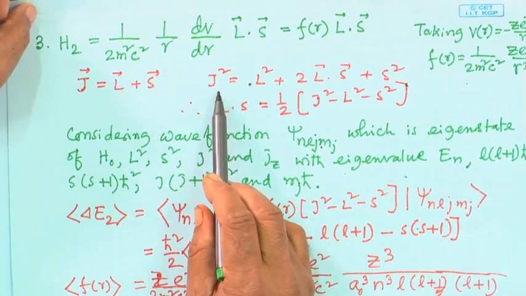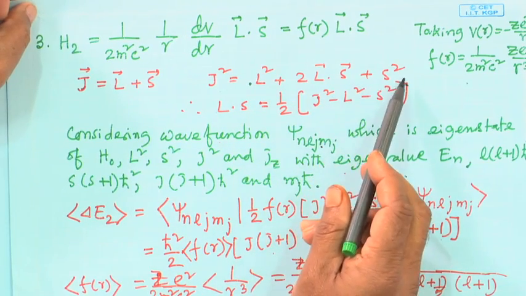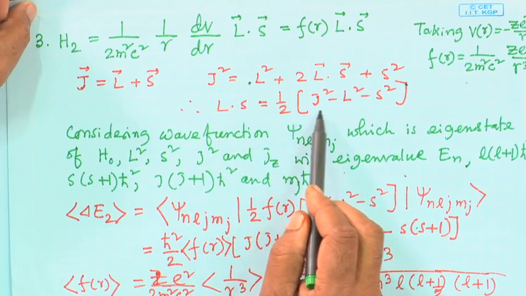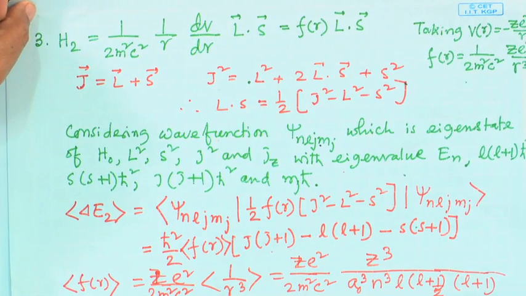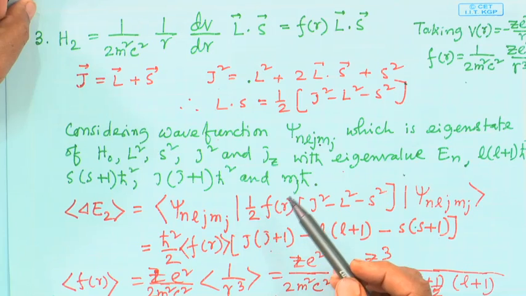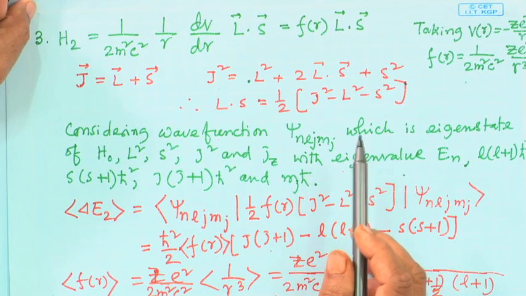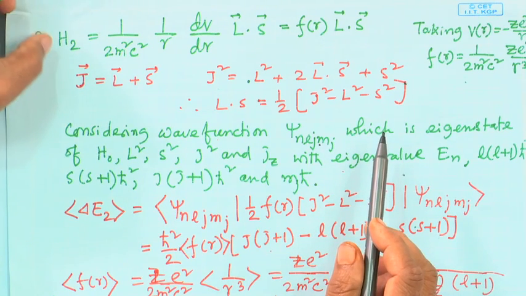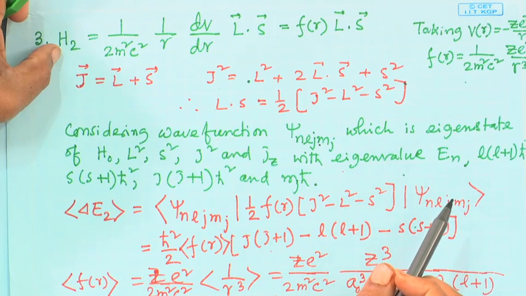So, one can get J² = L² + 2 L·S + S². From here, L·S = ½(J² − L² − S²). Now, our wave function was ψ_{n L m_L m_S}. That wave function we will not use for this calculation.